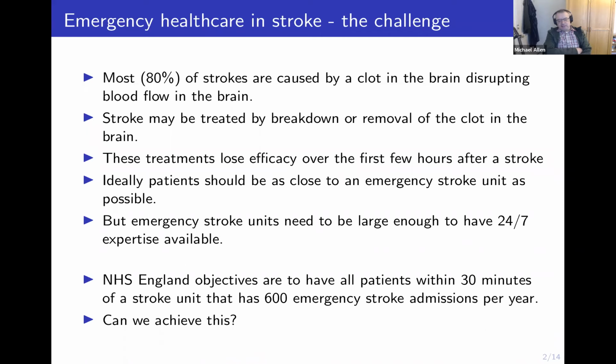And so NHS England set the objectives that, first of all, they'd like, if possible, all patients to be within 30 minutes of a stroke unit. But those stroke units should also ordinarily have at least 600 stroke admissions per year. That's the threshold, they thought, at which you can start to provide 24/7 consultant cover. You should have 24/7 radiology services as well, because you need to get them in for a head scan quickly and see if it's a clot. And if it is, you can treat it. So the question is, we've got these NHS England objectives, and they're in the NHS long-term plan as well. Can we achieve this?